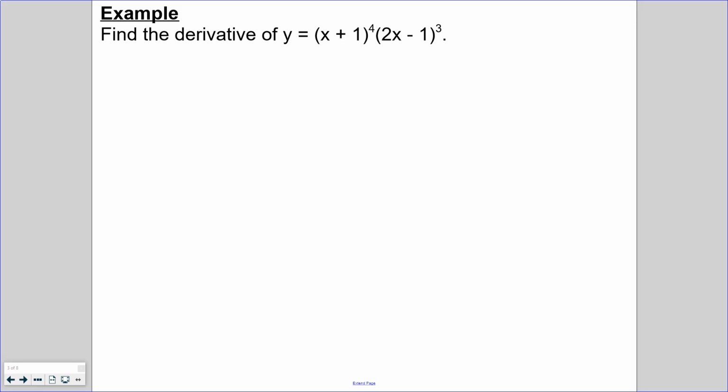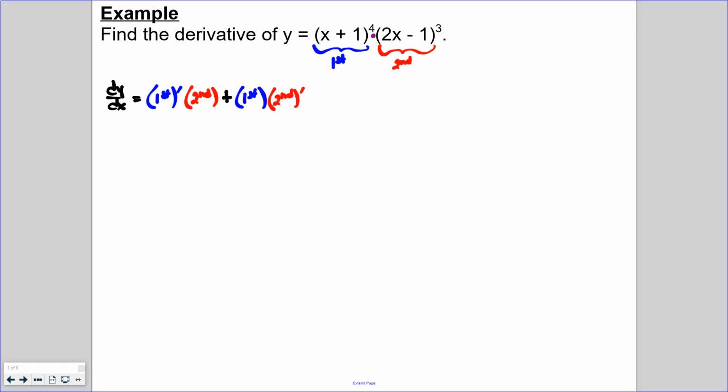Alright, so hopefully we can see here that we are going to have to use the product rule because we have (x plus 1) to the fourth times (2x minus 1) cubed. So we'll identify (x plus 1) to the fourth as our first function of our product, and we'll identify (2x minus 1) cubed as the second function. And then if we remember our product rule, dy over dx is going to be equal to the derivative of our first function times our second function plus our first function times the derivative of our second function.